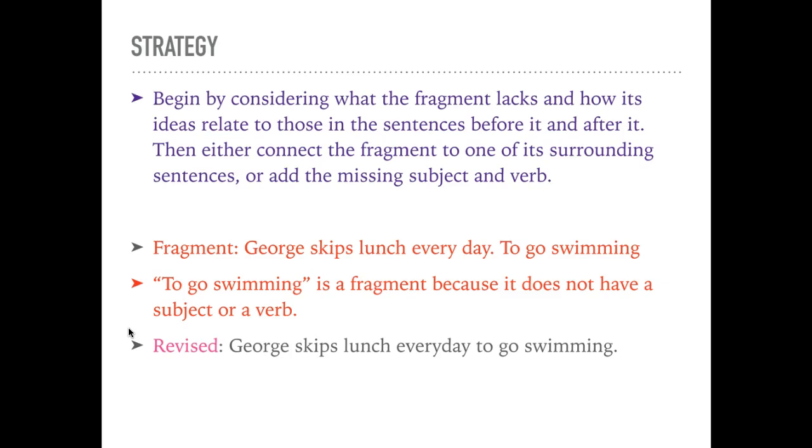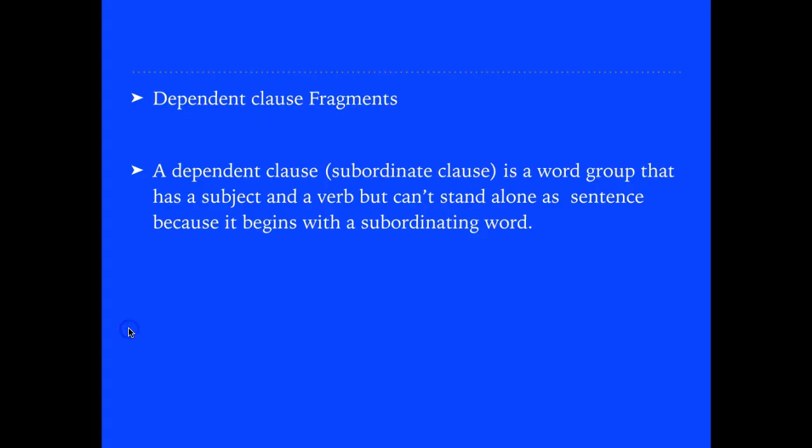So here's the revised version. George skips lunch every day to go swimming. This way we know that George skips lunch to go swimming, and we know what he's doing. So the subject here is George. The verb is skips. To go swimming is called an infinitive phrase. To go is an infinitive. So just to say to go swimming by itself, you're creating an infinitive phrase, and an infinitive phrase by itself cannot stand as a sentence, and that is why it's called a fragment.